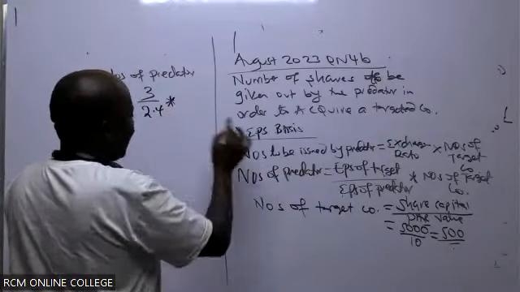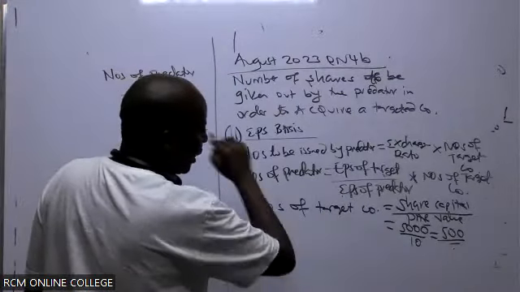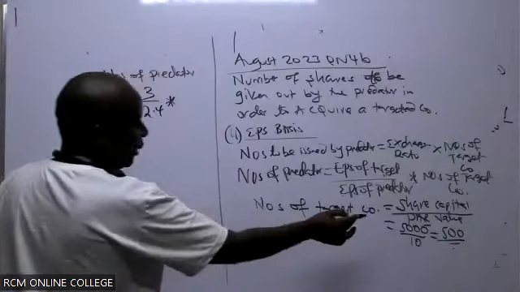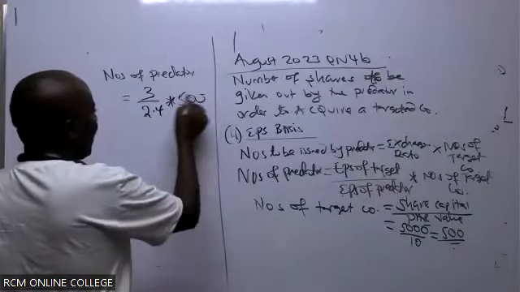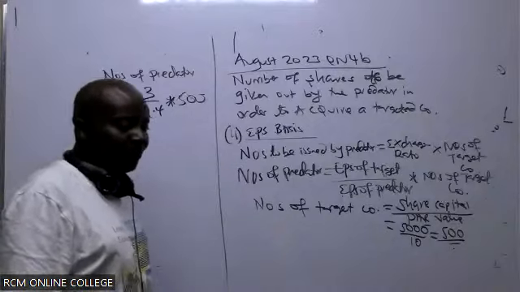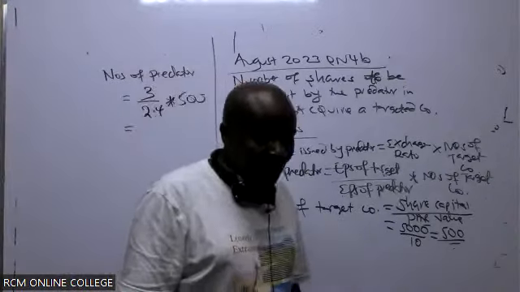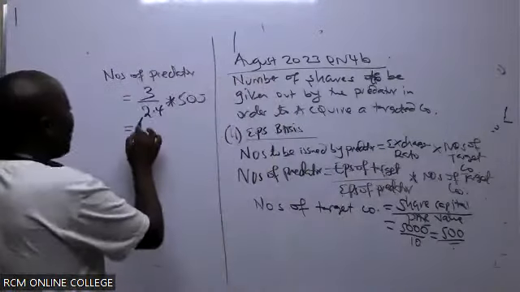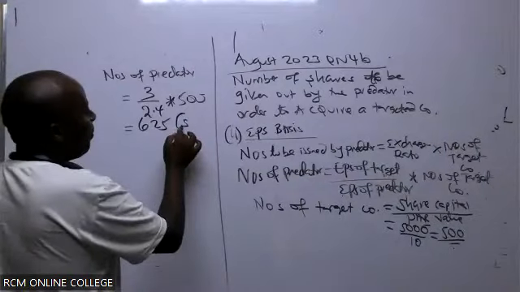I'll leave my figures in thousands. So in this case, come and multiply this with what here? With that 500. So then this at the end of the day will give me what figure? 625, isn't it? So 625.